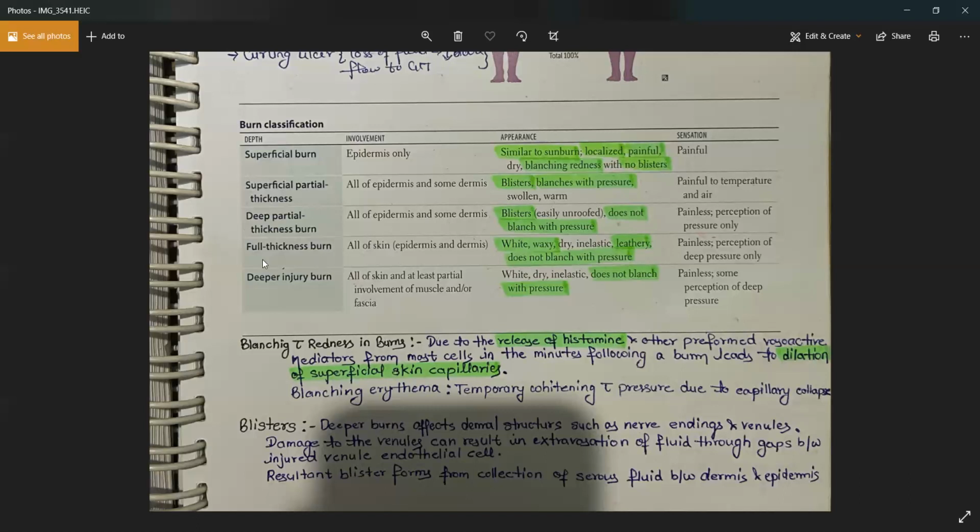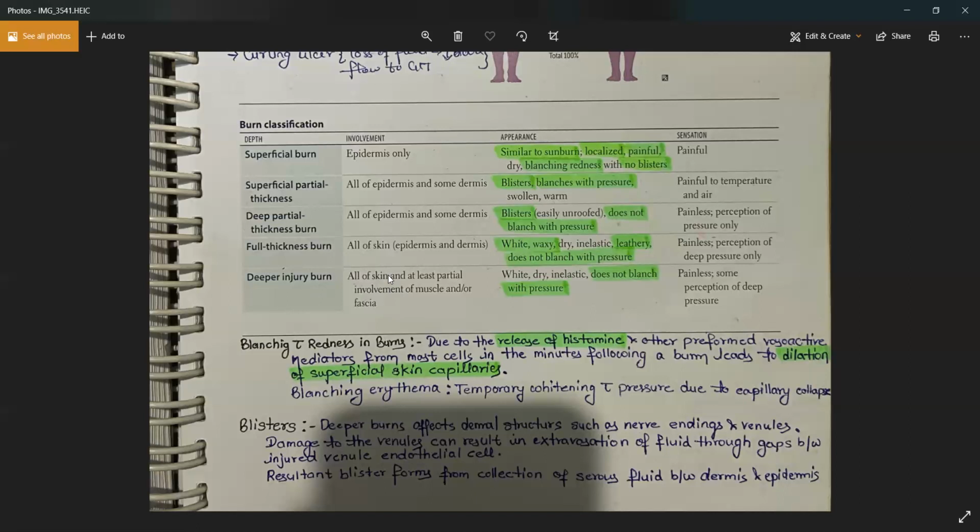Then you have the full thickness burn. In the full thickness burn, all of the epidermis as well as dermis will be involved. You will get a white, waxy, dry appearance. The condition is painless. And you have the deeper injury burn, in which you also have the involvement of the muscles as well as the fascia along with the skin. It would be a white dry layer without any blanching, without any kind of blisters. And these conditions are again very painless. So this is the classification of the burn. It would be a superficial burn, then the superficial partial thickness, deep partial thickness, full thickness, and then the deeper injury burn, right?